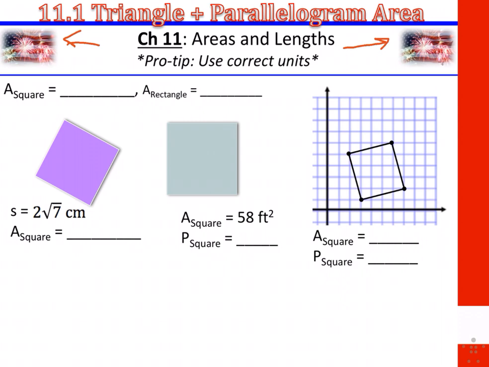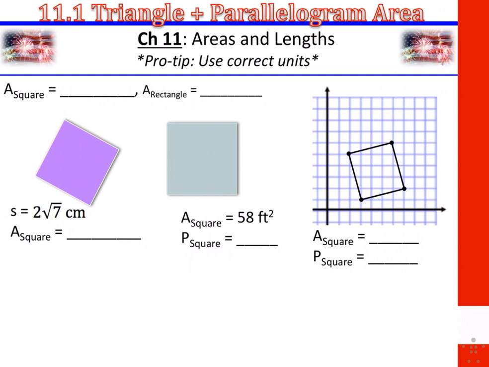The second thing I want you to notice is that with Chapter 11, we're going to be looking at areas and lengths, in particular, things like perimeter. At the beginning of the chapter, we're going to start with some basic stuff like triangles and parallelograms. We'll move on to things like kites and rhombuses or rhombi as time goes on. But for now, we're going to start super easy with even something like a square.